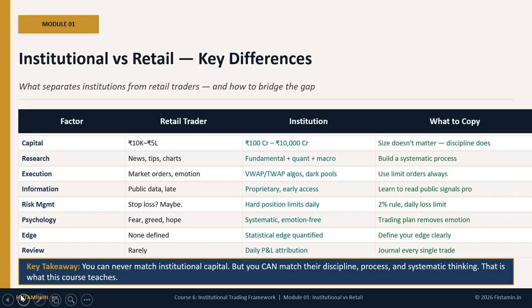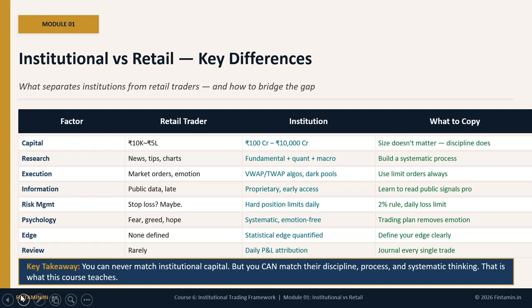Third point is risk management. Retail might have a mental stop loss. Institutions have hard position limits. That is, automatic stops that close positions immediately when reached. No exceptions, no overrides. Your stop loss order must be placed as an actual order, not a mental note.